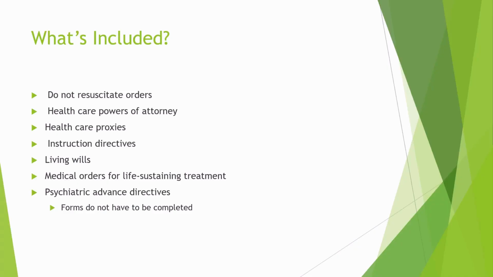So what are some examples of this? It could be do not resuscitate orders, determining a healthcare proxy or power of attorney, a living will, medical orders for life-sustaining treatment. This could be, does a patient want a feeding tube? Do they want to be on life support? Those type healthcare wishes. Advanced care planning can be performed with or without forms being completed.